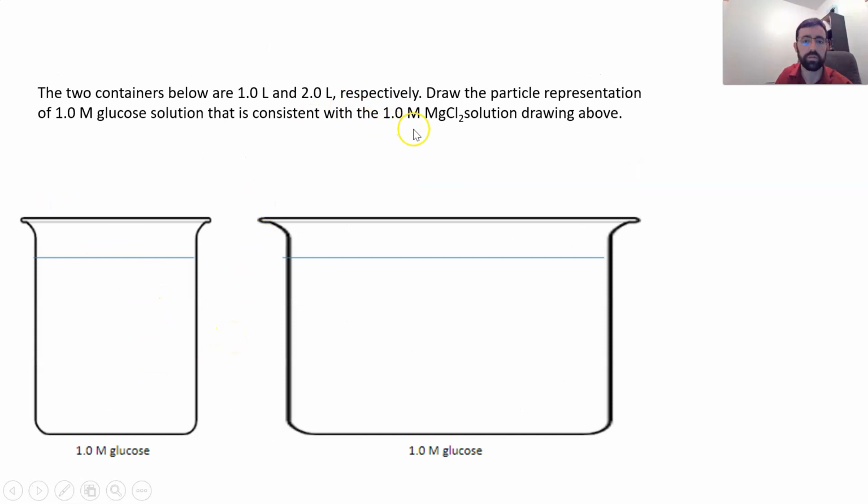Well, glucose is not an ionic compound. It doesn't split apart. It all stays together in 1 clump. So I'm really just going to have 2 particles, and that's it. And if I had twice the volume, I would have 4 particles.